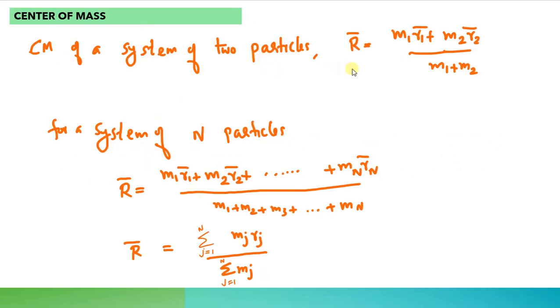Now if it is a system of two particles, what can we write for the position vector of that center of mass? Instead of sigma mj rj, sigma j is equal to 1 to 2: m1 r1 plus m2 r2 divided by the total mass m1 plus m2. For three particles, what will the position vector of the center of mass be? m1 r1 plus m2 r2 plus m3 r3, all divided by m1 plus m2 plus m3. So if you have a system of n particles, the position vector is m1 r1 plus m2 r2 plus m3 r3 plus etc., all divided by m1 plus m2 plus m3 plus etc. plus mn.